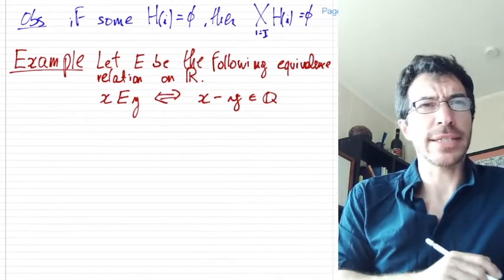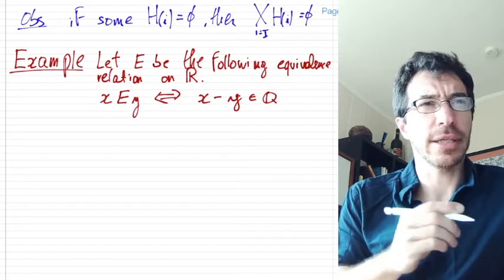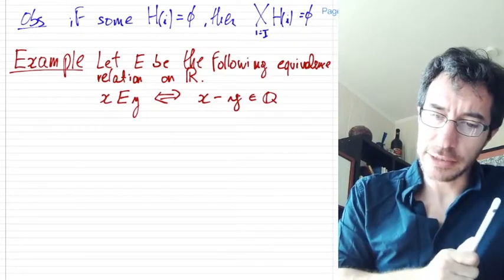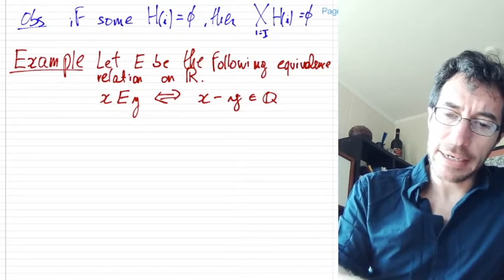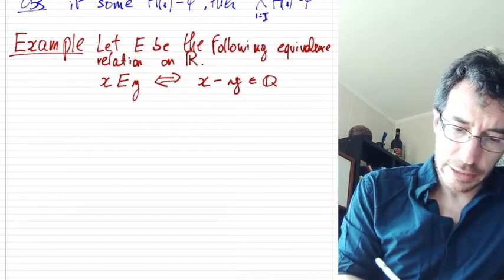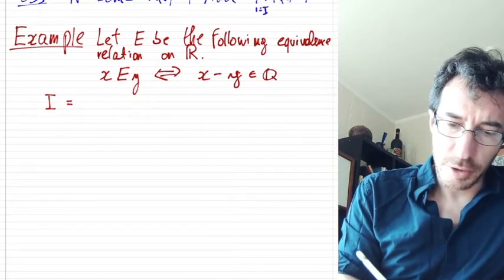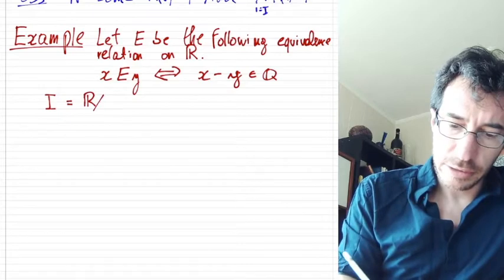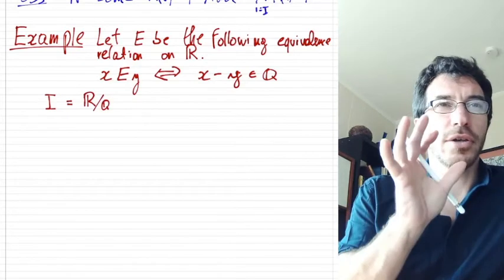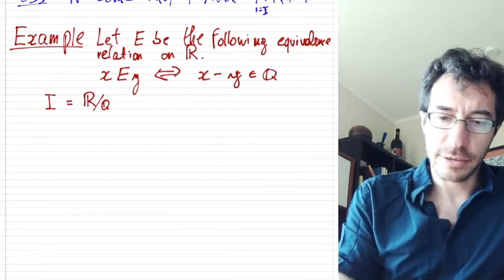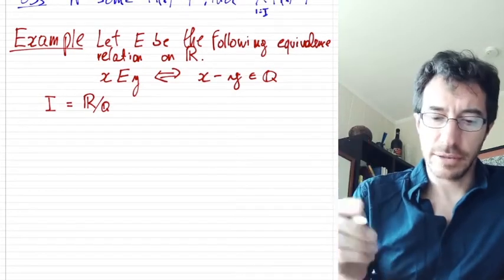So what are the sizes of the equivalence classes here? Think about this. It's a good question for you guys. What are the sizes of the equivalence classes? And now what I want is to consider I to be this quotient, R over Q. So for each equivalence class, I'm going to define a set. And what set do I want to define? The same one.